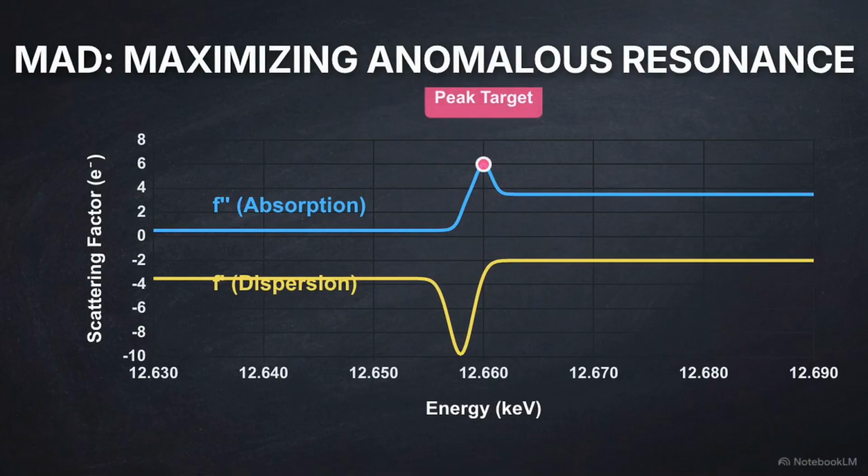At the peak, shooting exactly at the white line maximizes the f'' term, giving us the largest possible anomalous differences within the dataset. At the inflection point, we maximize the negative dip of the f' term. This creates significant dispersive differences when we compare this dataset against the others. Finally, the remote point provides a stable baseline, where the resonance effects are minimized, acting as our control.